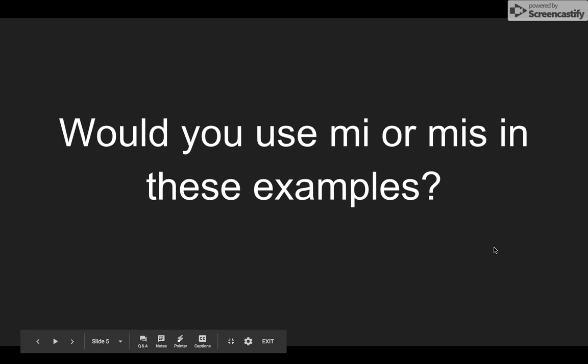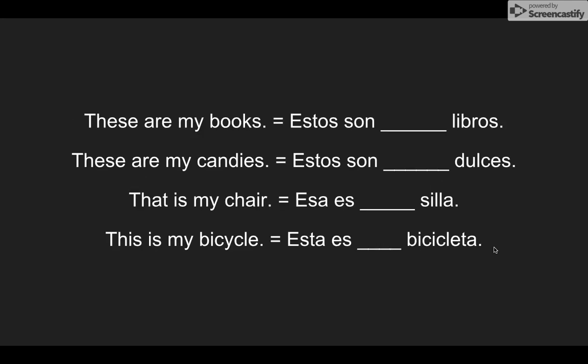So would you use mi or mis in the following examples? These are my books. Estos son libros. These are my candies. Estos son dulces. That is my chair. Esa es silla. And this is my bicycle. Esta es bicicleta. So as you look at these sentences, I want you to think in your mind, what would go here, mi or mis? So let's look and see.